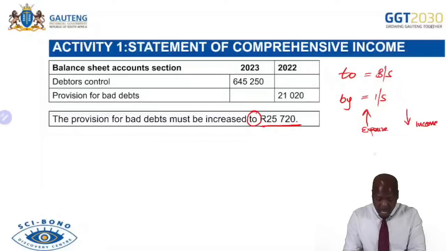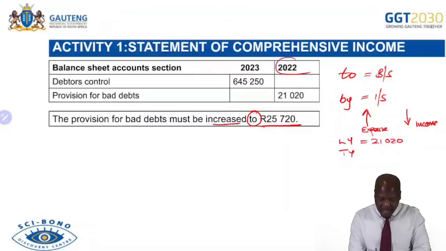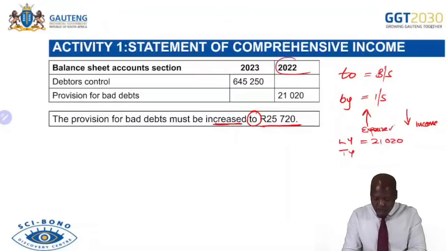How do we know whether we have an increase or a decrease? We will now say, how much was the provision last year? Last year, which is 2022, it was 21,020. But this year, we have been told that it must be increased. So already we know we are dealing with an expense. Why? Because it must be increased. So this year, it is 25,720. So the difference between these two amounts is 4,700.